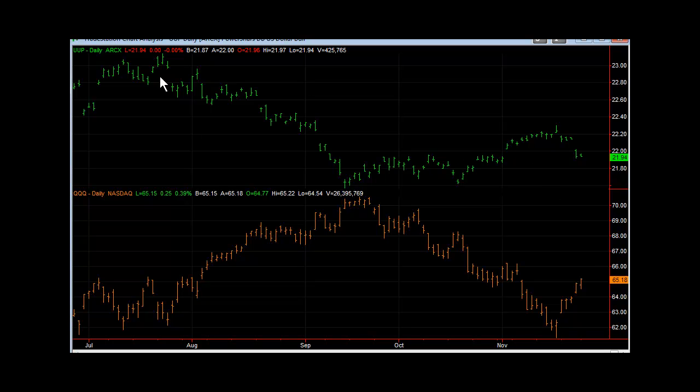So point that out. So follow your U.S. dollar index. If you don't have the dollar index, just follow UUP, and you can see the correlation. So as the dollar keeps getting weaker, this is good for the U.S. equities.